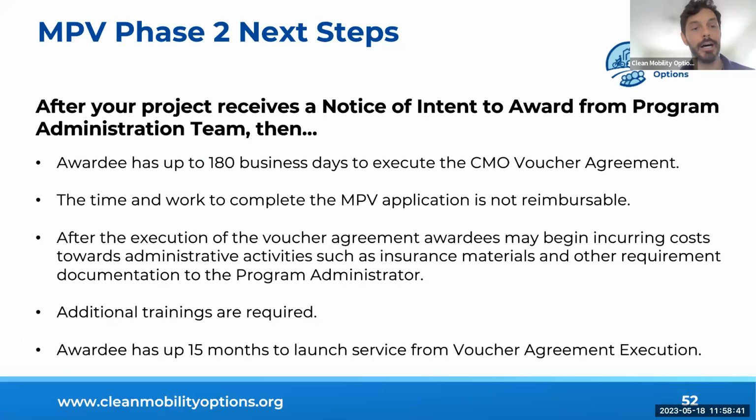Congratulations again to everyone on advancing to phase 2. A couple of reminders. If you receive the notice of intent to award, you will have up to 180 days to execute the voucher agreement. This agreement formalizes your participation in the Mobility Project Voucher Program and establishes the terms and conditions for funding. It's also important to note that the time and effort invested in completing the Mobility Project Voucher application are not reimbursable. Therefore, it is crucial to ensure that you have carefully prepared your application to maximize the review process.